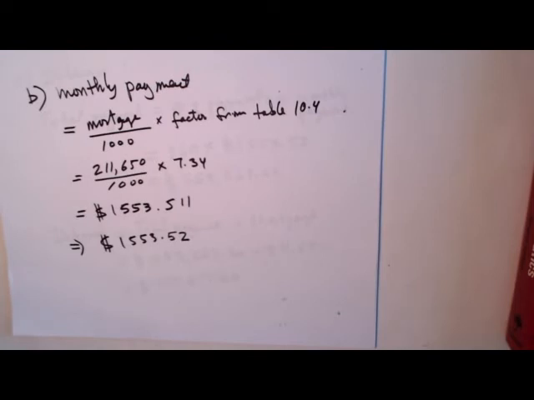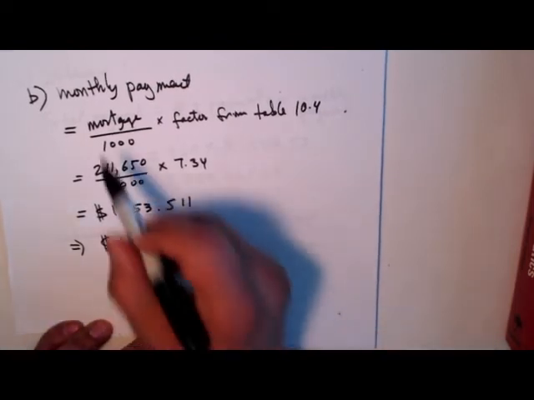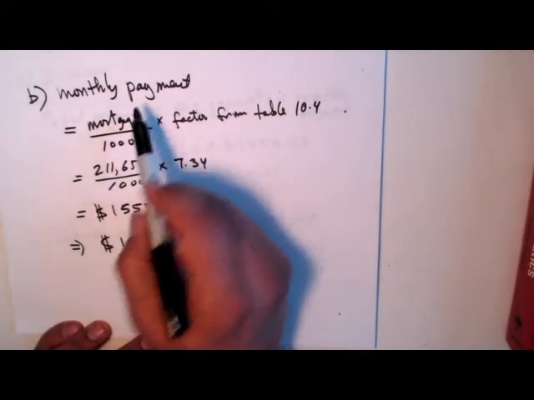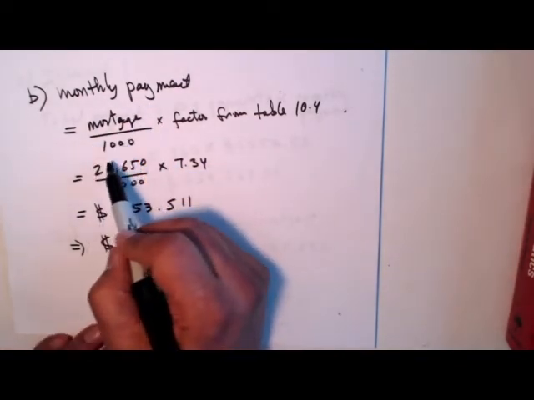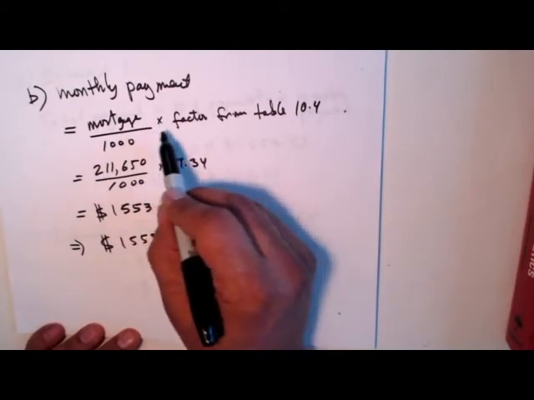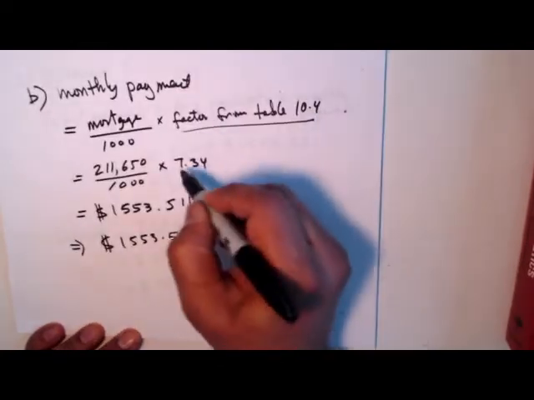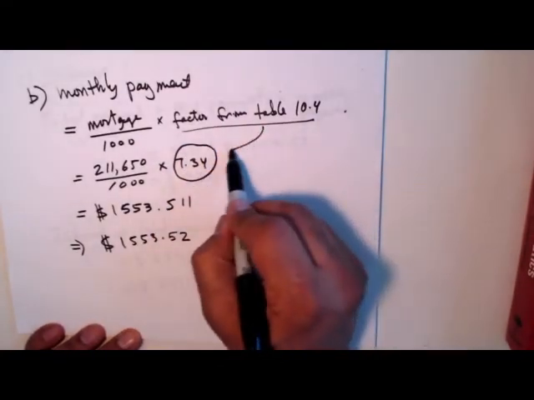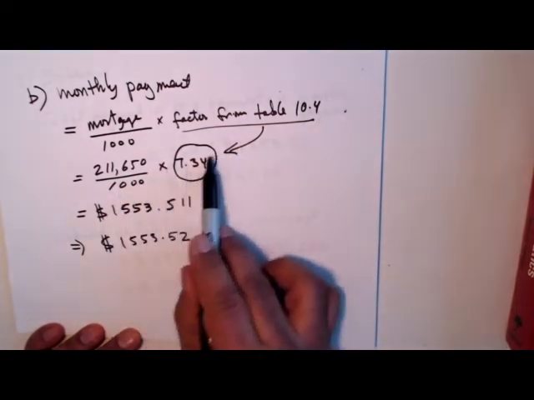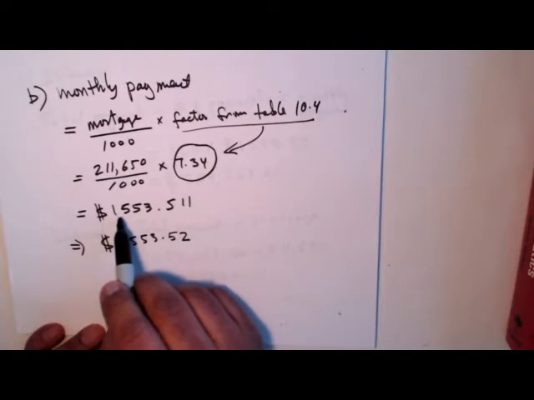Now the monthly payment is calculated by taking the mortgage that you acquire divided by 1,000. This has to do with being able to use the table. And then you multiply times the factor that you find on the table, which is what we rounded off right here. This comes from the table. And when you do this calculation, this results in the monthly payment.